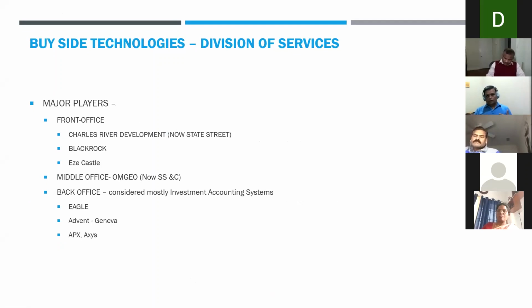Now coming back to buy-side technologies and the division of services, who are the major players, right? There are front office players. As I said, the front office is the place where you actually use a system to do the buying, selling and trading. Charles River Development was number one in trading system platforms, and now it is State Street. The company State Street took over Charles River, and I worked at Charles River for 5-6 years.